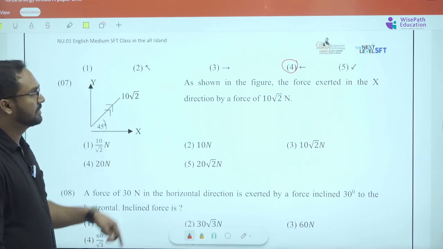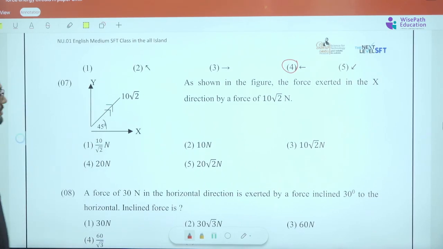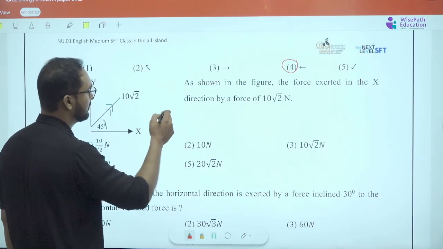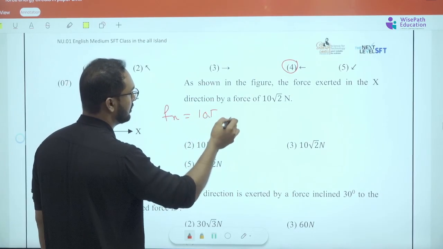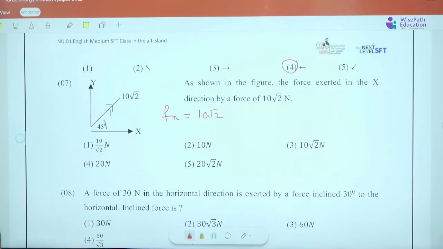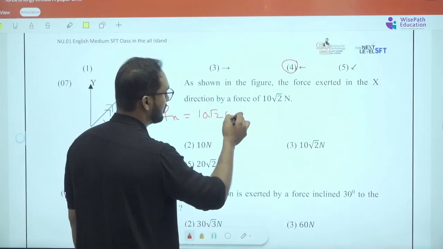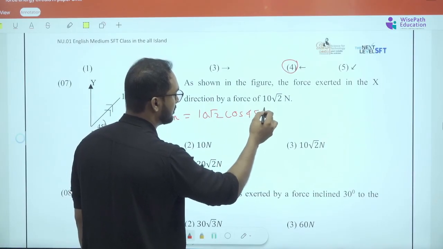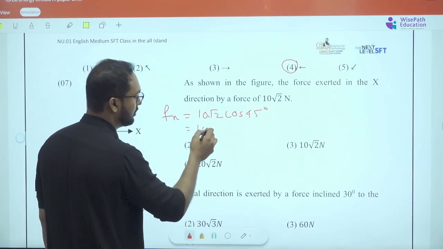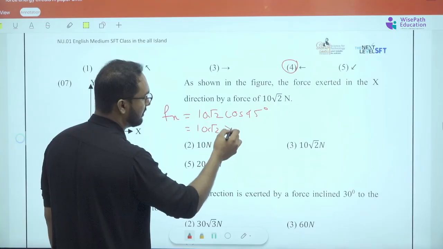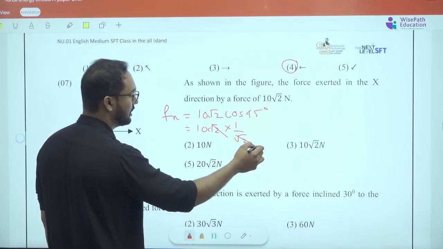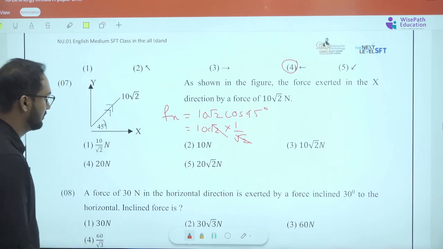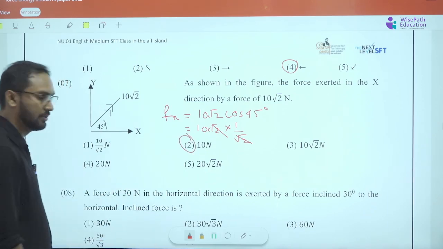So we have to take the component in the x direction. How do you take the component of x direction? Fx equals 10 root 2, sin or cos? Cos 45. So that is 10 root 2 cos 45, which is 1 over root 2. Root 2 and root 2 cancel out. So the force is 10 newtons.